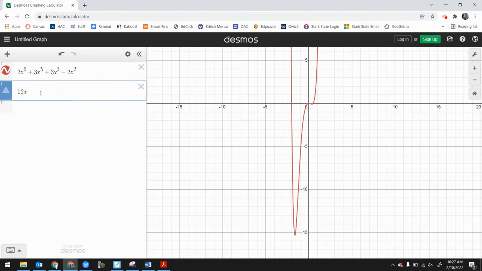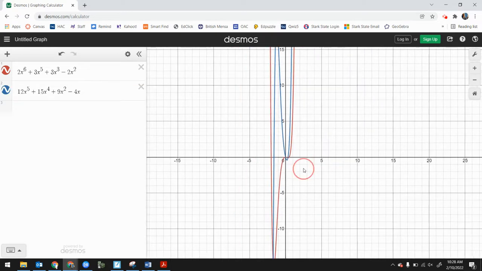12x to the fifth. Oh, no. Yeah, 12x to the fifth. What am I thinking? Drop it down, multiply. Plus 15x to the fourth plus 9x to the second minus 4x. That's the derivative, right? Drop it down. 6 times 2 is 12. Drop it down 1 to 5. 5 times 3 is 15. Drop it down to 4. 3 times 3 is 9. Drop it down to 2. 2 times 2 is 4. Drop it down to 1. So this is my derivative.